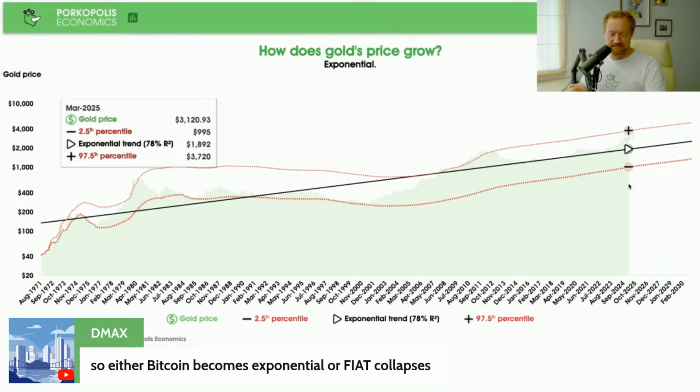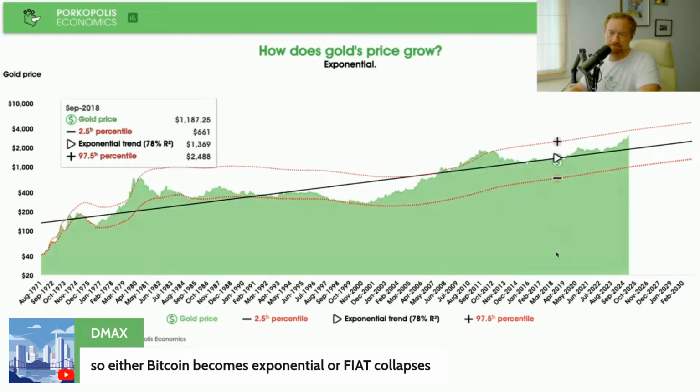Let me check. Sorry. 3,300. A little bit higher than this. But notice again how these exponential curves can change. Gold was on a downward trajectory, exponential, from 1980 to 2000. And then now, really fast.